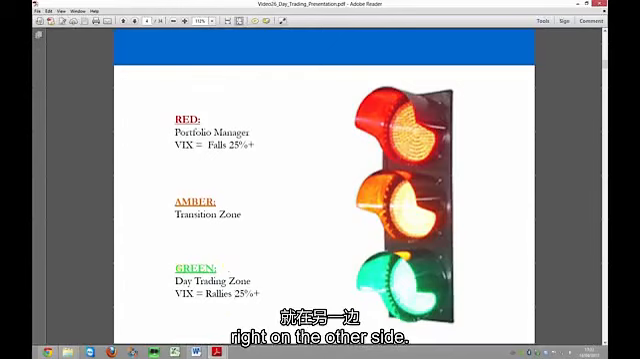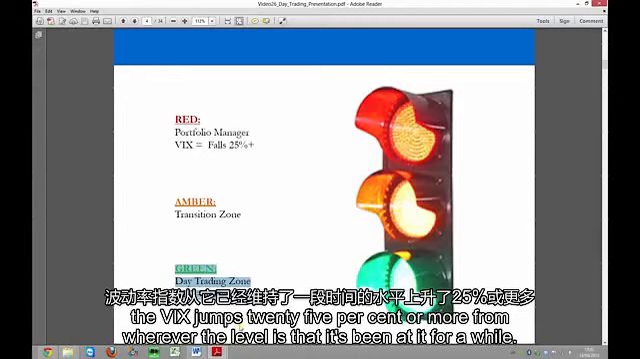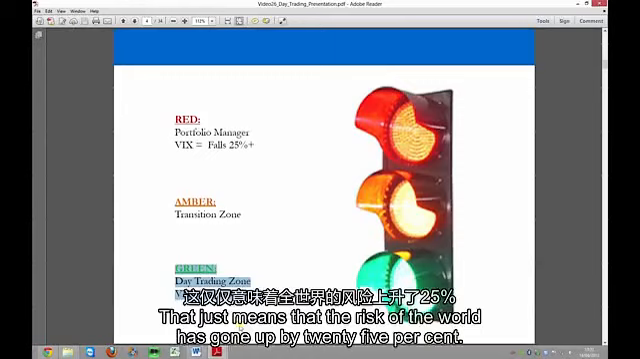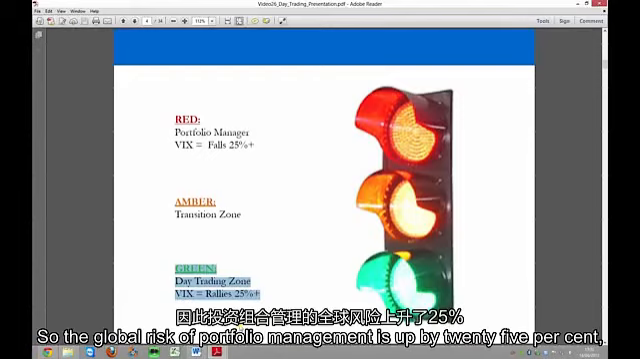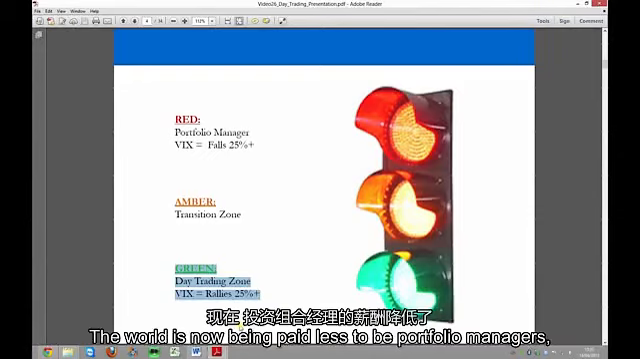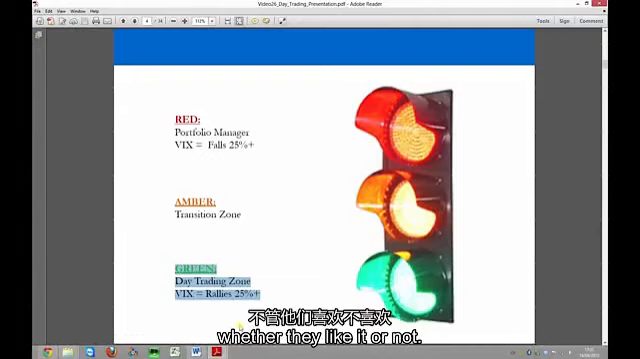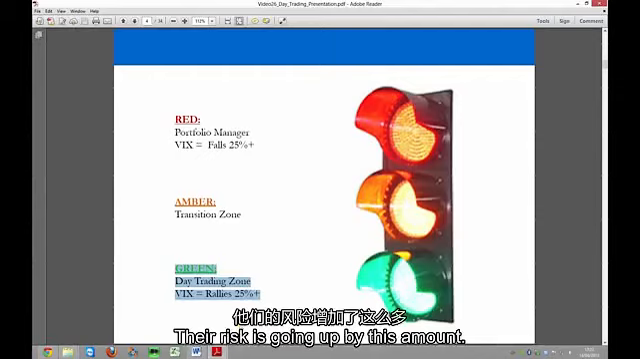Then, right on the other side, let's say, for example, the VIX jumps 25% or more from wherever the level is that it's been at for a while. That just means that the risk of the world has gone up by 25%. So the global risk of portfolio management is up by 25%, which means the world is now being paid less to be portfolio managers. Whether they like it or not, their risk is going up by this amount.